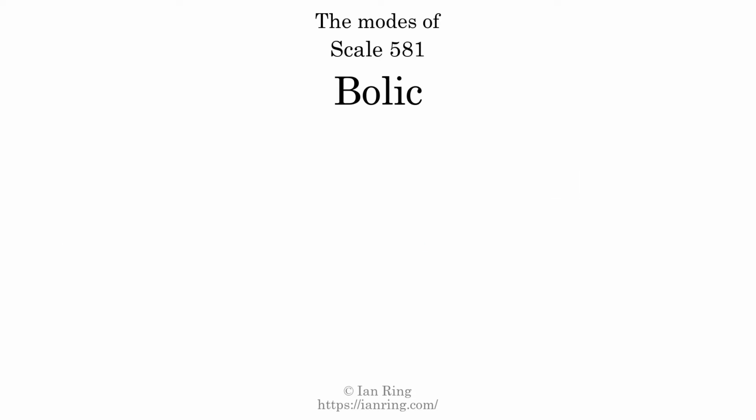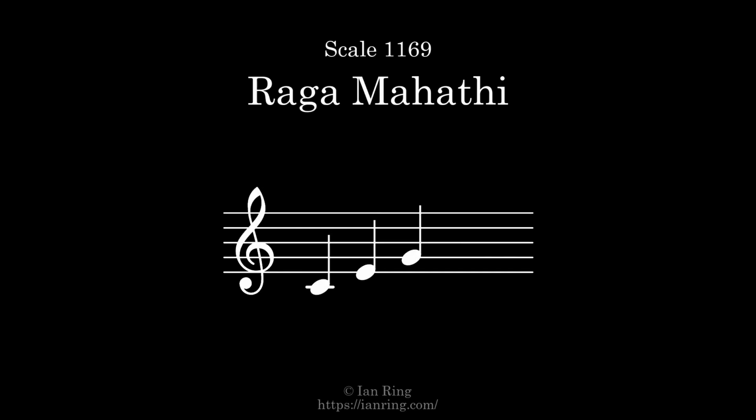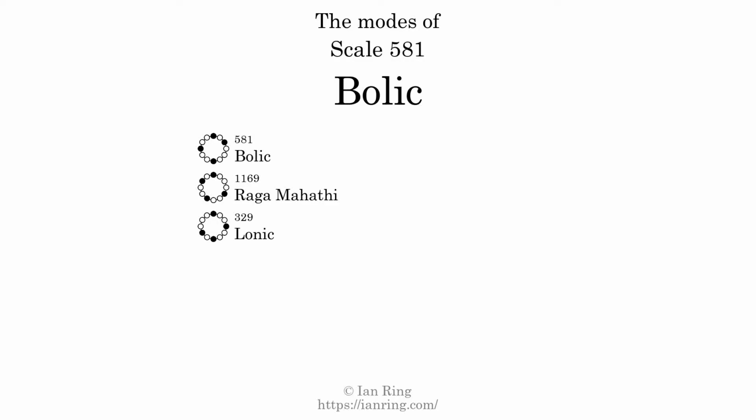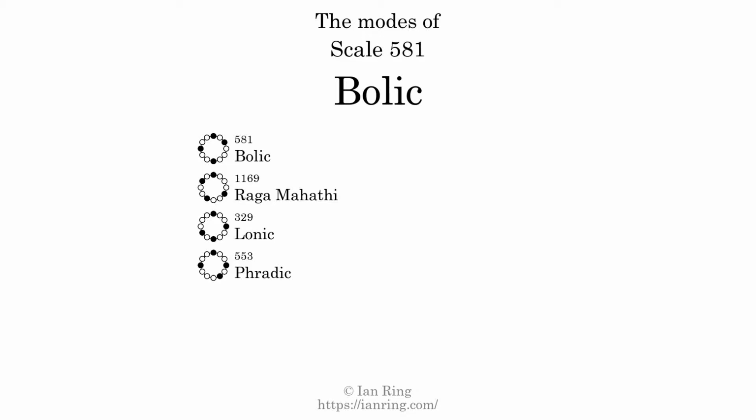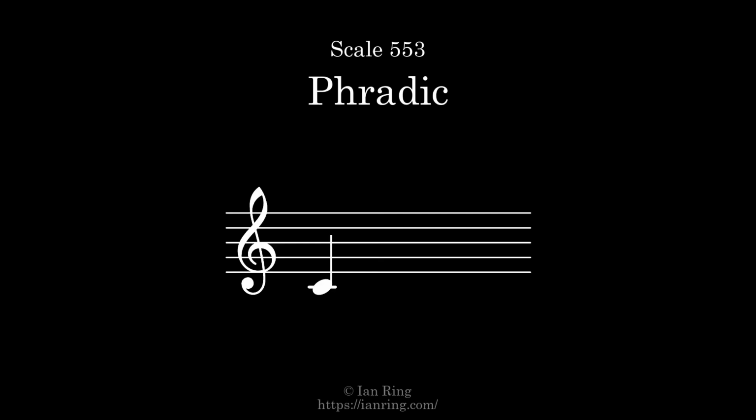This scale has 4 modes. The first mode is itself. The second mode is scale 1169, also known as Raga Mahathi. It sounds like this. The third mode is scale 329, also known as Larnic. It sounds like this. The fourth and last mode is scale 553, also known as Fradic. It sounds like this.